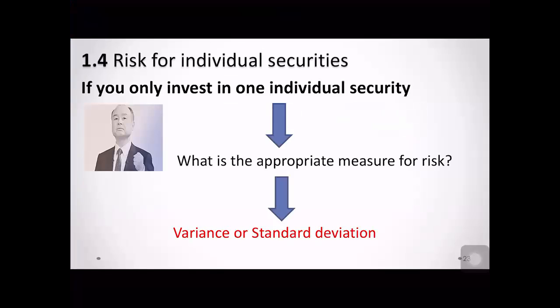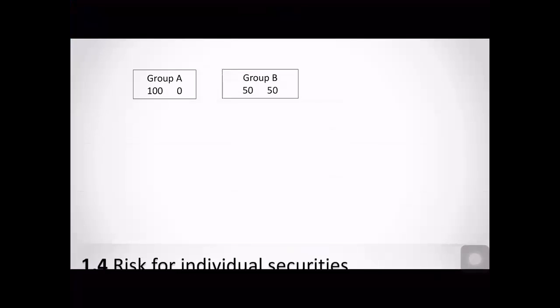Okay. So as we have discussed, if you just invest in one security, the appropriate measures should be standard deviation or variance. To give you a little sense about what variance and standard deviation are, I would like to start with a simple example. Consider there are two groups, group A and group B, and we have a math test. In group A, one student gets 100, another gets 0. In group B, both students' math scores are 50 and 50.